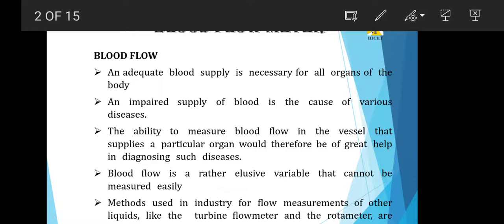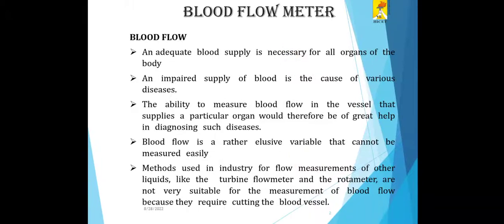Blood flow is a rather elusive variable that cannot be measured easily. So methods used in industry for flow measurements of other liquids, like the turbine flow meter and the rotameter, are not very suitable for the measurement of blood flow because they require cutting the blood vessel.